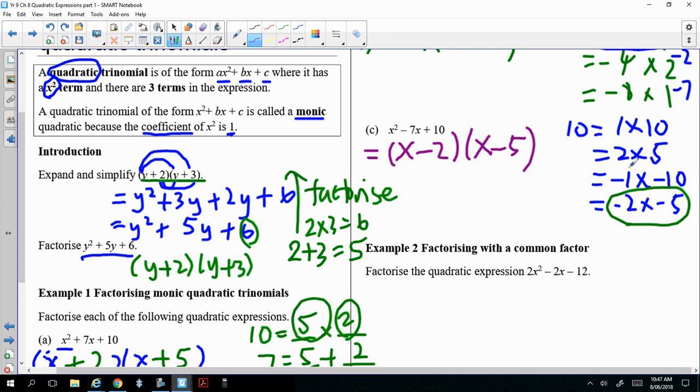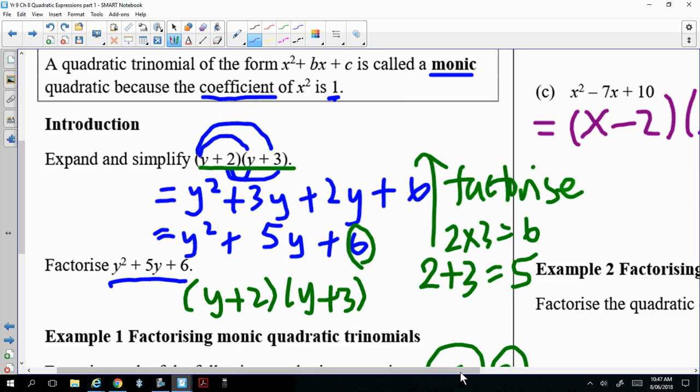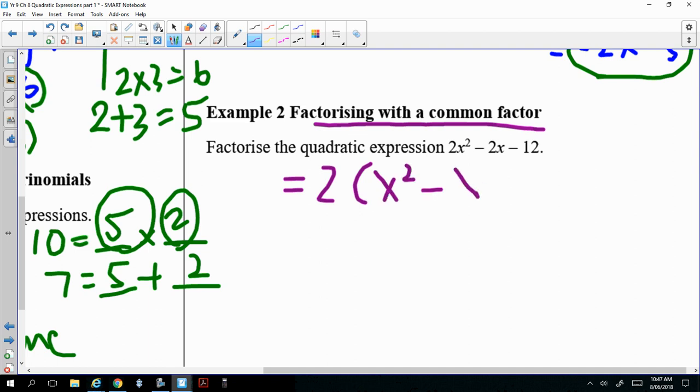Now, obviously, this is not a monic quadratic because it has a number in front of x squared. So when there's a number in front of x squared, check whether you can take out a common factor. It's called non-monic, but we don't have to use any extra method because there's a common factor. What's the common factor? 2. So you take the 2 out, and now the quadratic becomes monic. Can you see? This is a monic quadratic you can factorize.